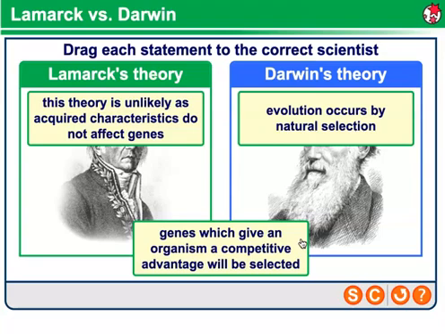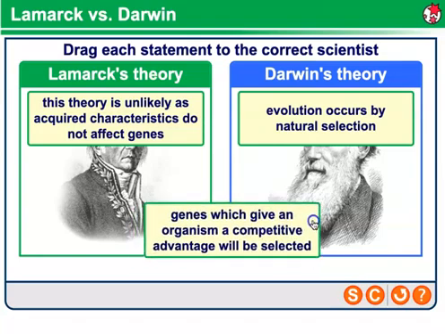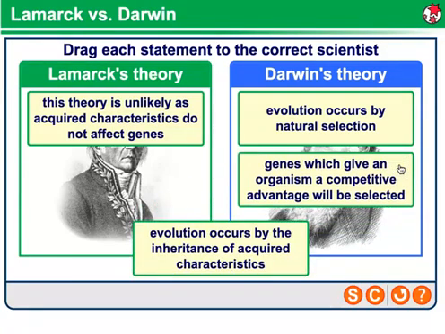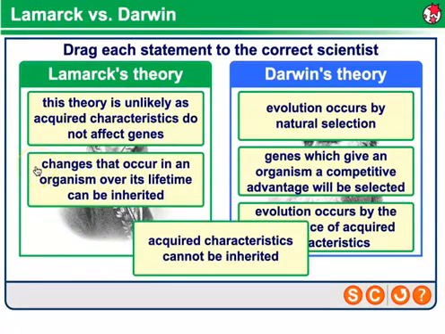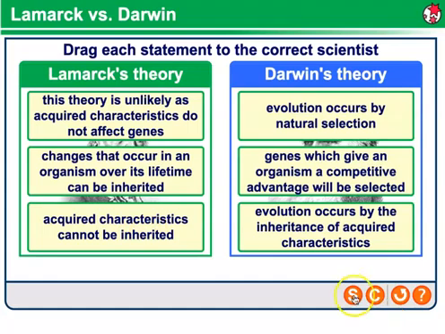Genes which give an organism a competitive advantage will be selected. This was an idea of Darwin's. Genes that are allowing an organism to be competitively advanced will end up in higher and higher frequency. Evolution occurs by the inheritance of acquired characteristics. Again, this was an idea of Darwin's. Changes that occur in an organism over its lifetime can be inherited. This was an idea of Lamarck. And acquired characteristics cannot be inherited. This was an idea of Lamarck.